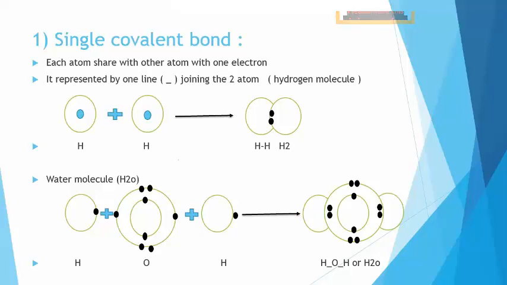The second example, water molecule. The water molecule, H2O, consists of two hydrogen atoms. Every hydrogen atom will share 1 electron, and one oxygen atom will share 1 electron with every hydrogen atom. So after combination by single covalent bonds, as you see in this picture or slide, oxygen will contain 8 electrons in the outermost energy level, and every hydrogen atom will contain 2 electrons in the outermost energy level.